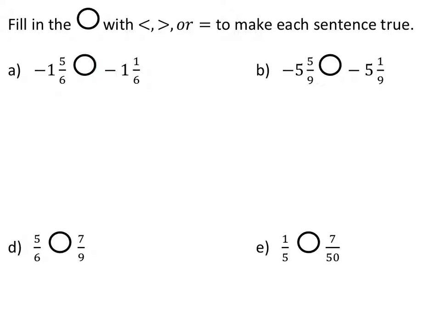Another way for us to do this same problem is to use our calculator. Both of these numbers are near -1, so I'm going to start by writing -1. The empty circle, because I don't know which one's bigger yet. The second one is -1. Both of them are decimals because they have fractions.